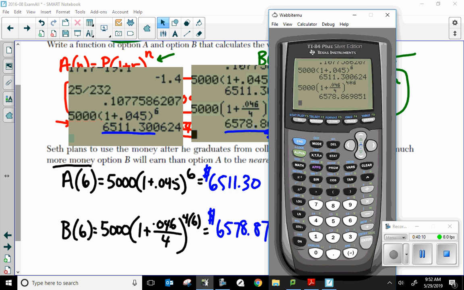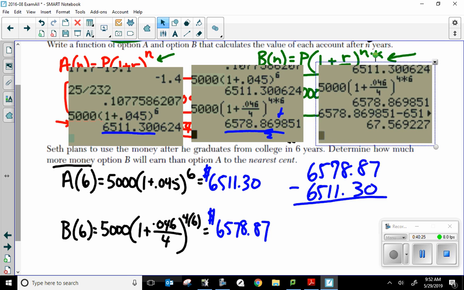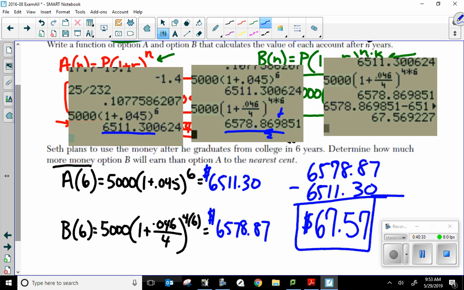Again, I'm tired. It's been 2 hours I've been doing this. I'm going to take my bigger number, hit enter, and I'm going to subtract, go up here, this number here and hit enter. It's going to have the calculator do it for me. You should get, at the end of 6 years, $67.57 more. There you go. This is the answer.